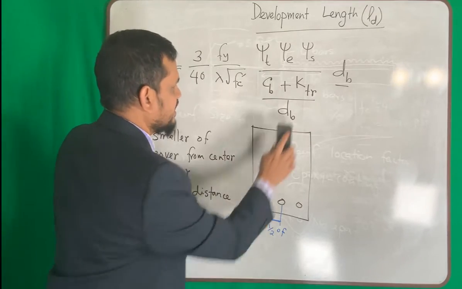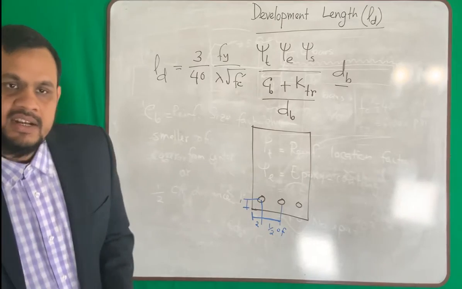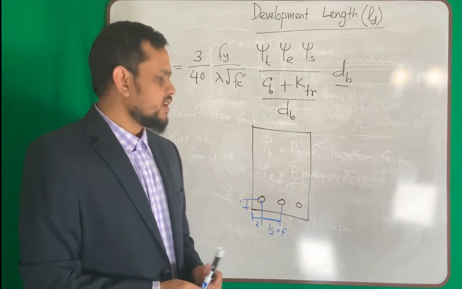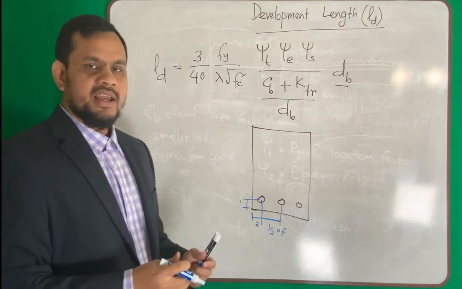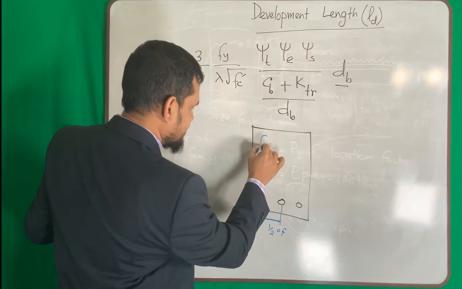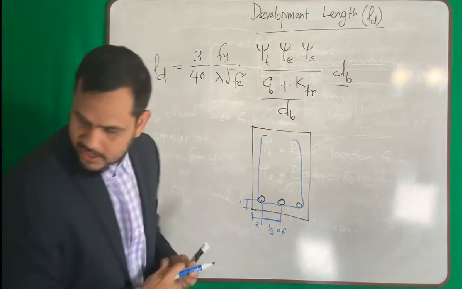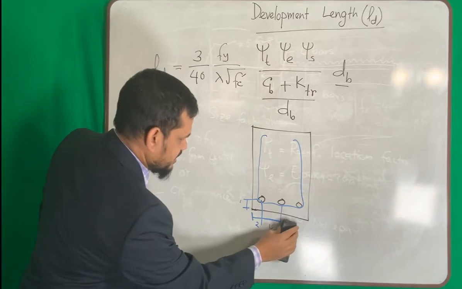Next one, K_tr. What is K_tr? K_tr is called the transverse reinforcement index or transverse reinforcement factor. So there will be some stirrups. Okay, let me erase this because I do not need it anymore.